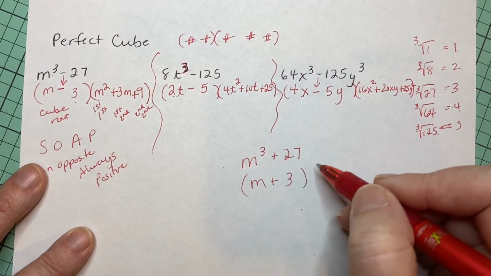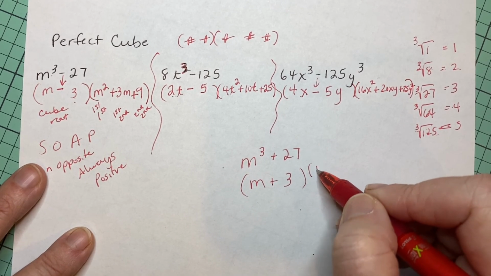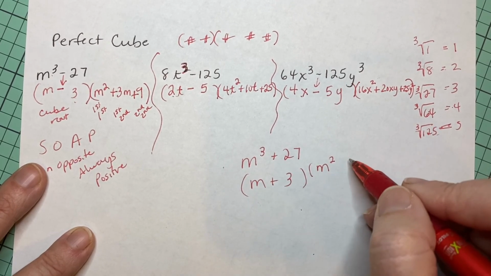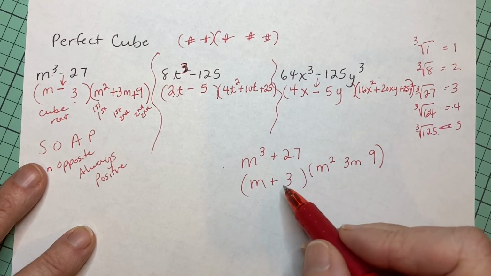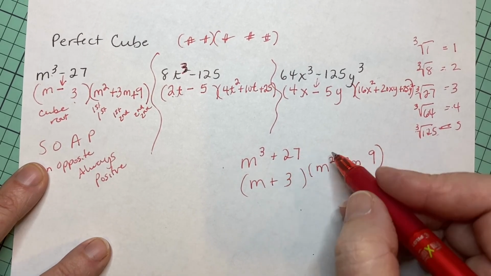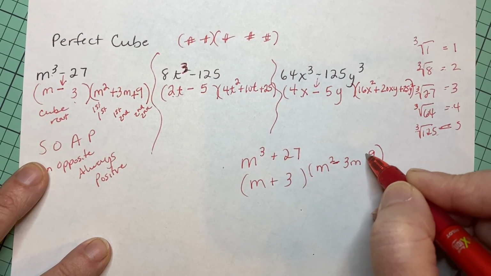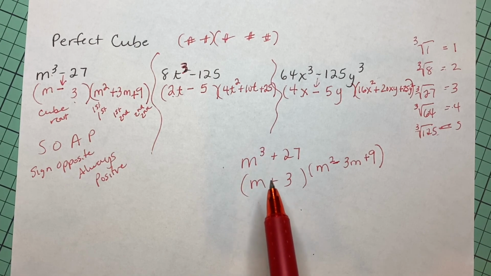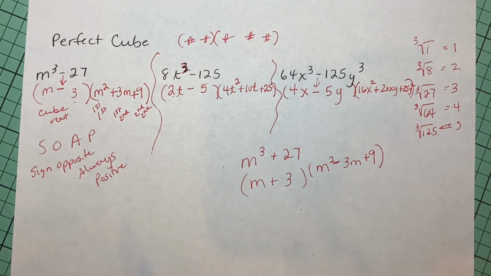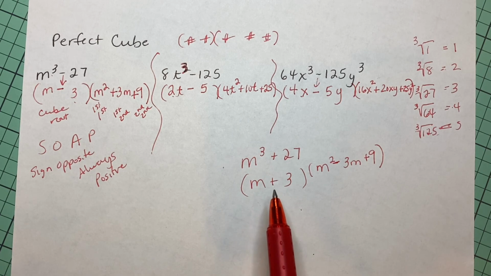The plus comes down. And then it would be m times m is m squared, 3 times m is 3m, and 3 times 3 is 9. The only difference is this was plus, so now it goes opposite, always positive. So if a cube starts out with a plus, then it just switches to minus and then always positive. I always tell everybody your biggest percentage is plus, so if in doubt, put a plus. But really the first sign comes down, opposite, always positive. So that's 5.4, factoring with two terms.